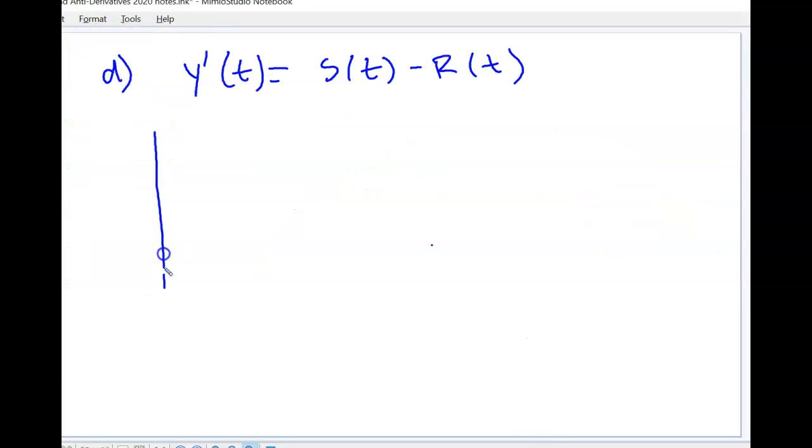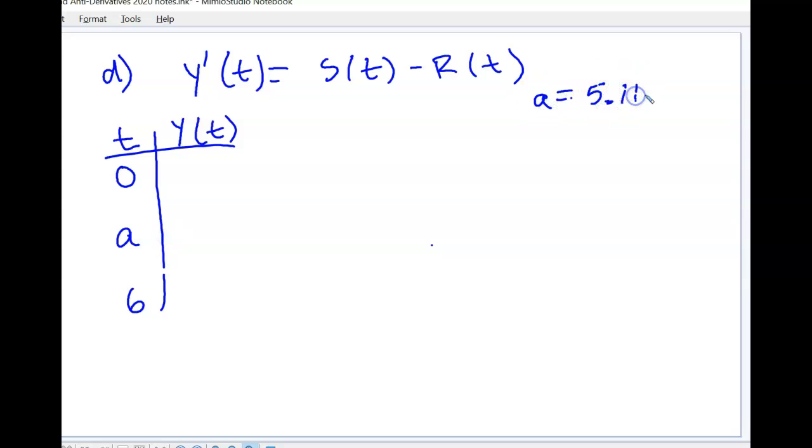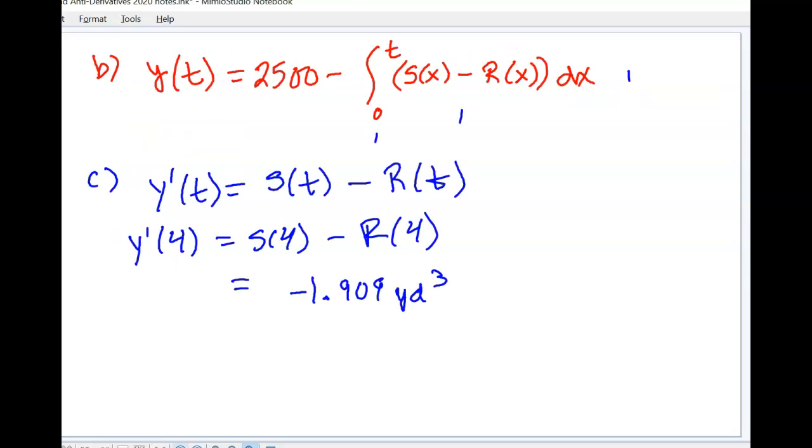So if we go back to finding our absolute max or our absolute min, sorry, we'll make ourselves a little table here. So we have t, our time, and y of t. So we have time 0, time 6, and time A. And you would write somewhere on your paper that A was 5.117865. We know at the very beginning we had 2,500 cubic yards. So now to figure out the total amount of sand at A and 6, I'm going to go back to the equation I generated in B.